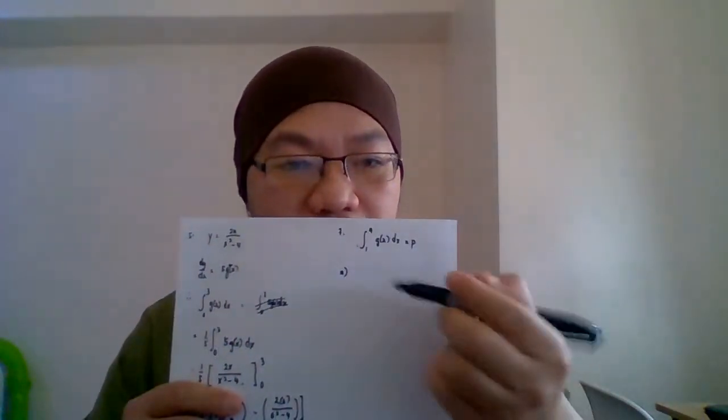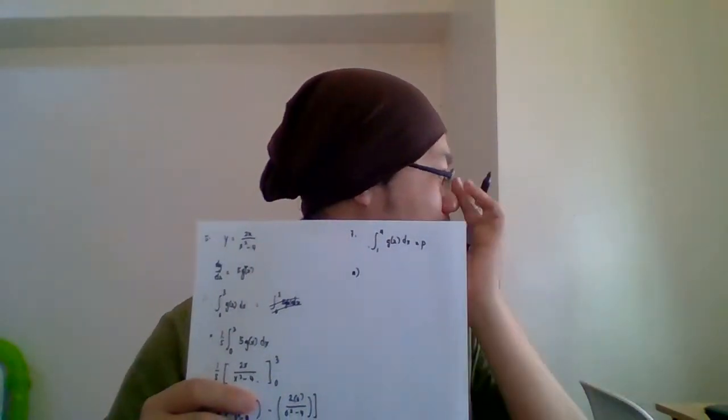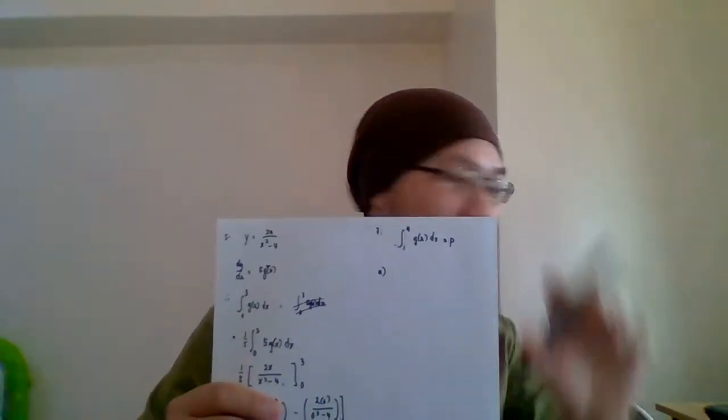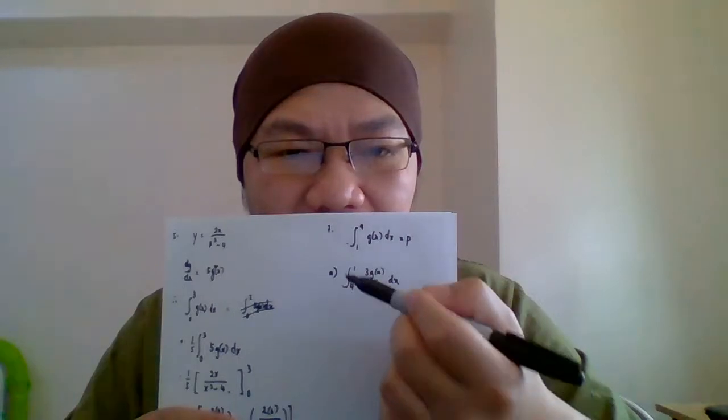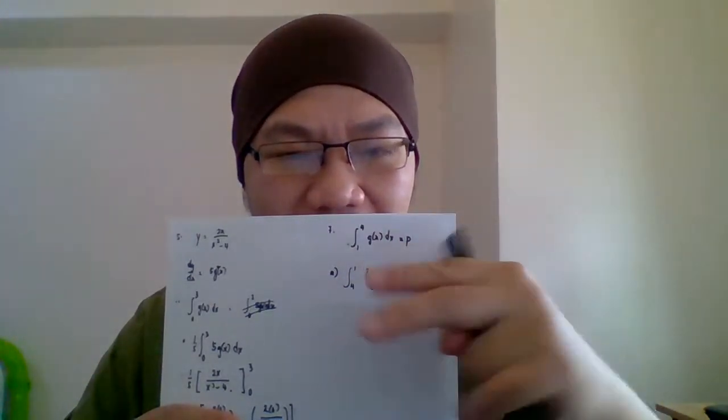Now, for number 7, the integral from 1 to 4 of f(x) dx equals p, find in terms of p. Okay, ni menarik. I suka soalan macam ni. This is from the information: the integral from 1 to 4 of f(x) dx equals p. And the first question is the integral from 4 to 1 of 3f(x) over 5 dx. This is the question here. So for 7a here, the limit is terbalik, right? The limit is shifted.